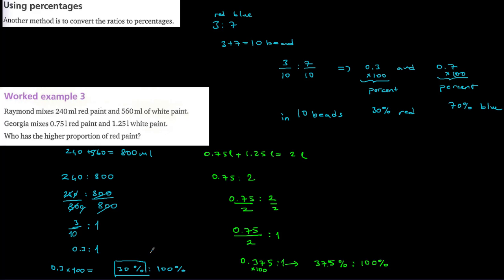So for the first one the ratio is 30%, and in the second one the ratio is 37.5%. In the first one 30%, in the second one 37.5%. So which has the higher proportion of red paint? The second mixture has the higher ratio of red paint.